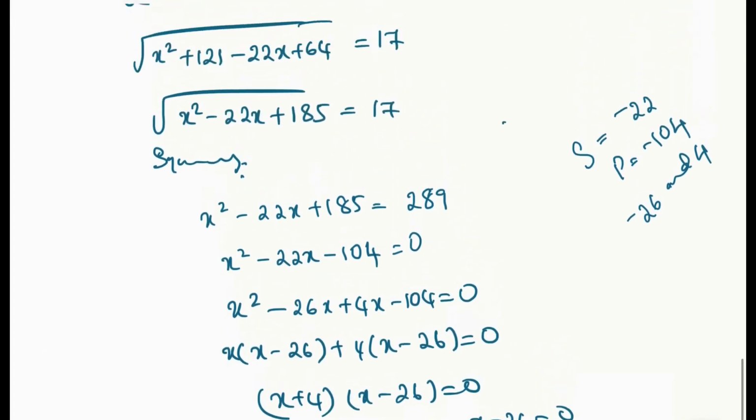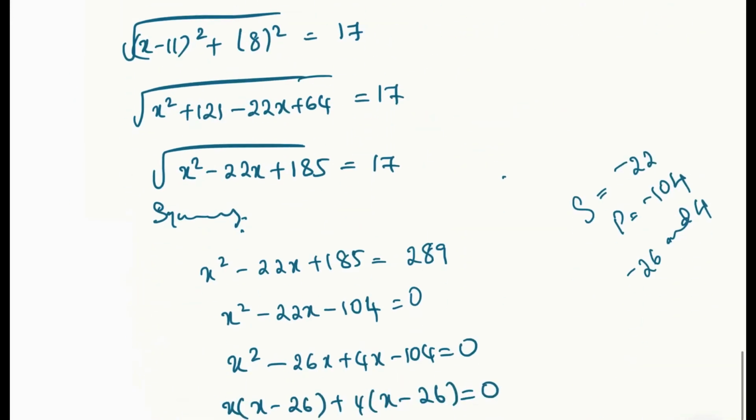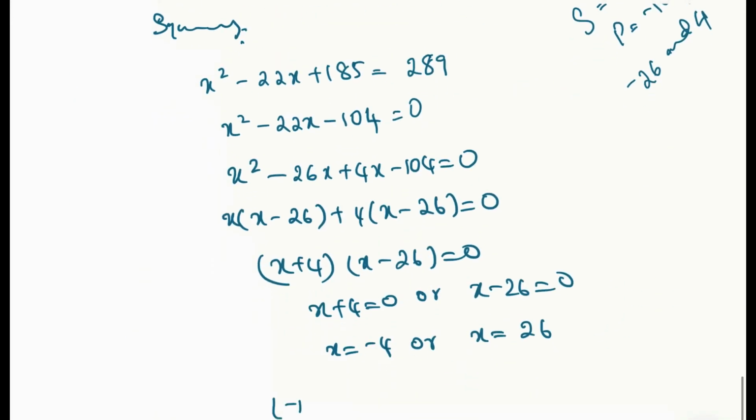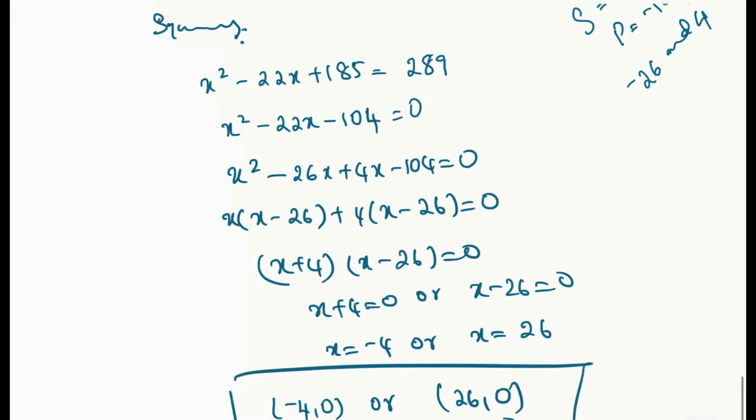So only the x value we found, right? The point is (x, 0). So your answer will be either (minus 4, 0) or (26, 0). Okay, this is how you represent it.